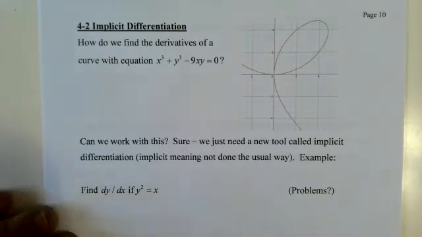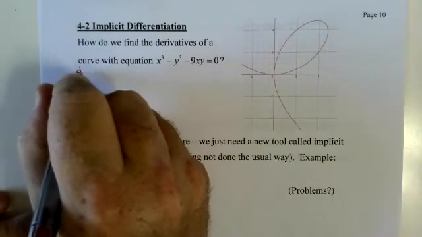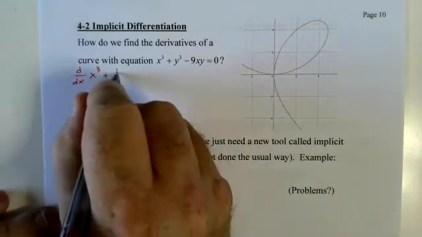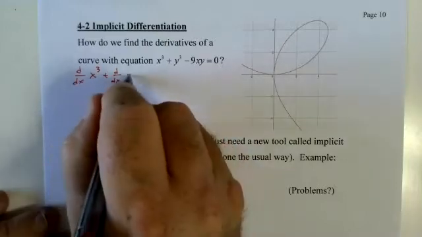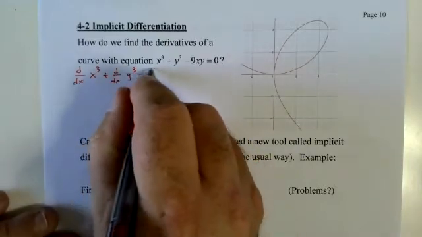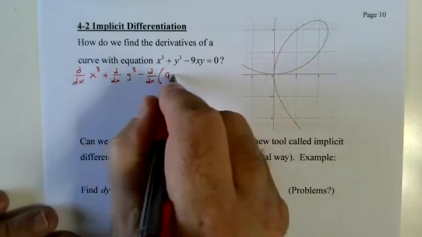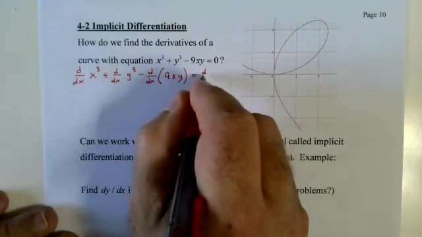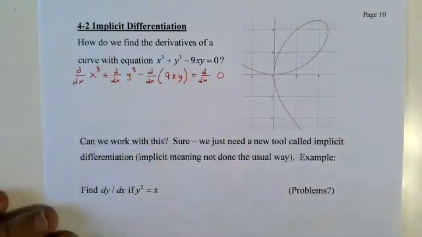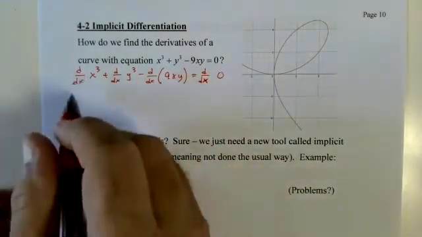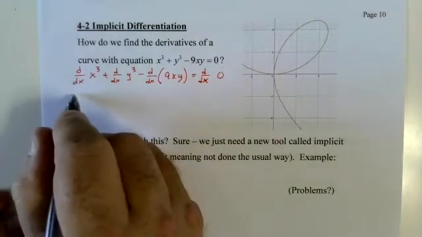Well, we apply the derivative to each term. d/dx of x to the third plus d/dx of y to the third minus d/dx of 9xy equals d/dx of 0. Now, here's the hard part, and I don't even think it's hard. It's the part that the first few times is kind of confusing. Derivative of x to the third is simple. It's 3x squared.